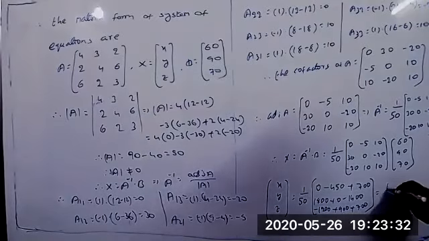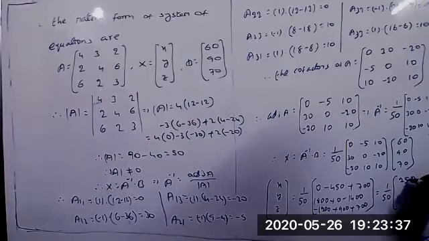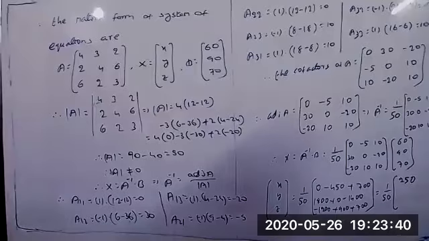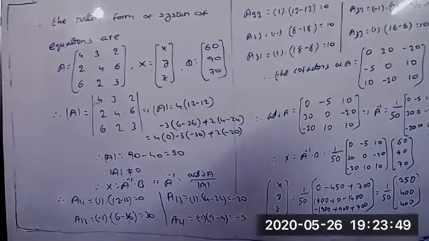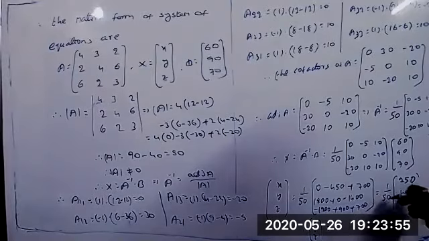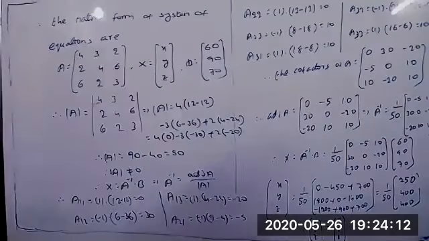So this value is 1 by 50 into 250, and here 400, and this also 400. So X, Y, Z equals 250 by 50 equals 5, 8, and 8. Now you can write: the cost of onion per kg equals 5 rupees, the cost of wheat per kg equals 8 rupees, the cost of rice per kg equals 8 rupees.